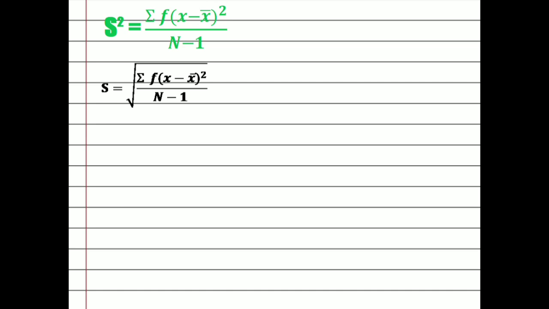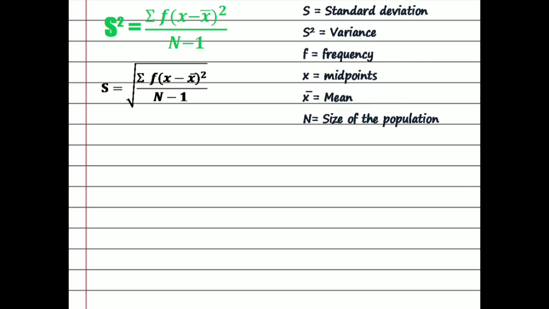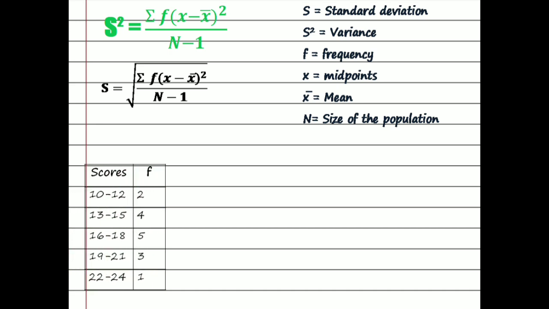From the formulas, S stands for standard deviation, S squared is variance, f stands for frequency, x for the midpoints, x bar stands for mean, and n is the number of observations. If we are to get the correct answer, it is essential that operations be carried out in order. From the formula you can easily know the columns that should be in your table. From the formula we have x for midpoints and x bar for the mean. Therefore we must establish the mean of the distribution.